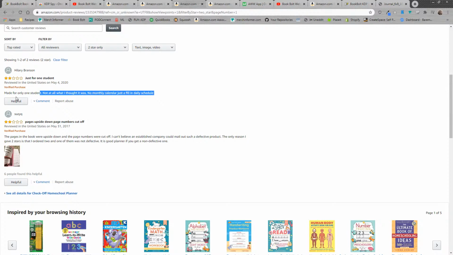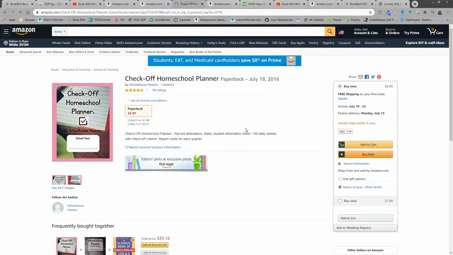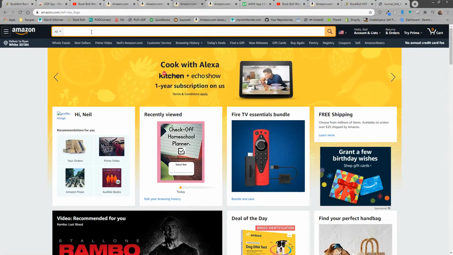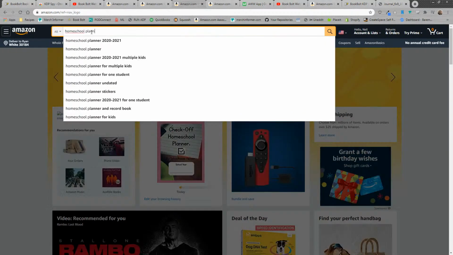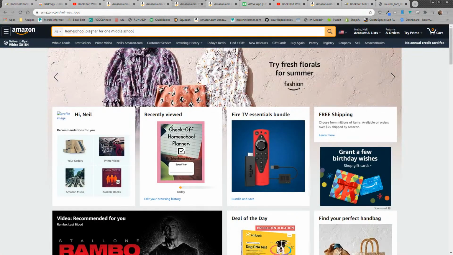Made for only 1 student, not at all what I thought it was. Well, Hillary is kind of an idiot because this literally says, oh, maybe not, maybe not. Okay, the other one said for 1 student. So let's actually go back and take a look here. So, homeschool planner for 1 middle school student, right?